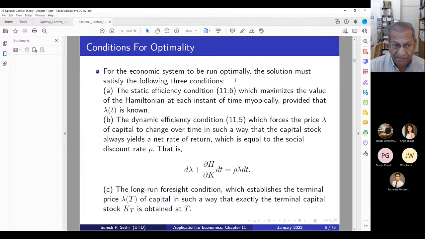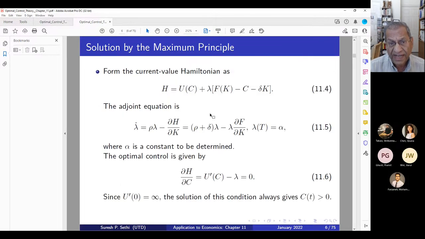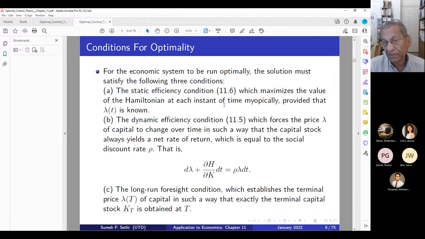Conditions of optimality, there are three. And if you look at Arrow and Kurz's book, they tell you what these are. One is called the static efficiency condition, that says you maximize the Hamiltonian at each point in time, given the lambda. Myopic, given lambda. Lambda is not known, but the condition says if it is known, that condition will be that.